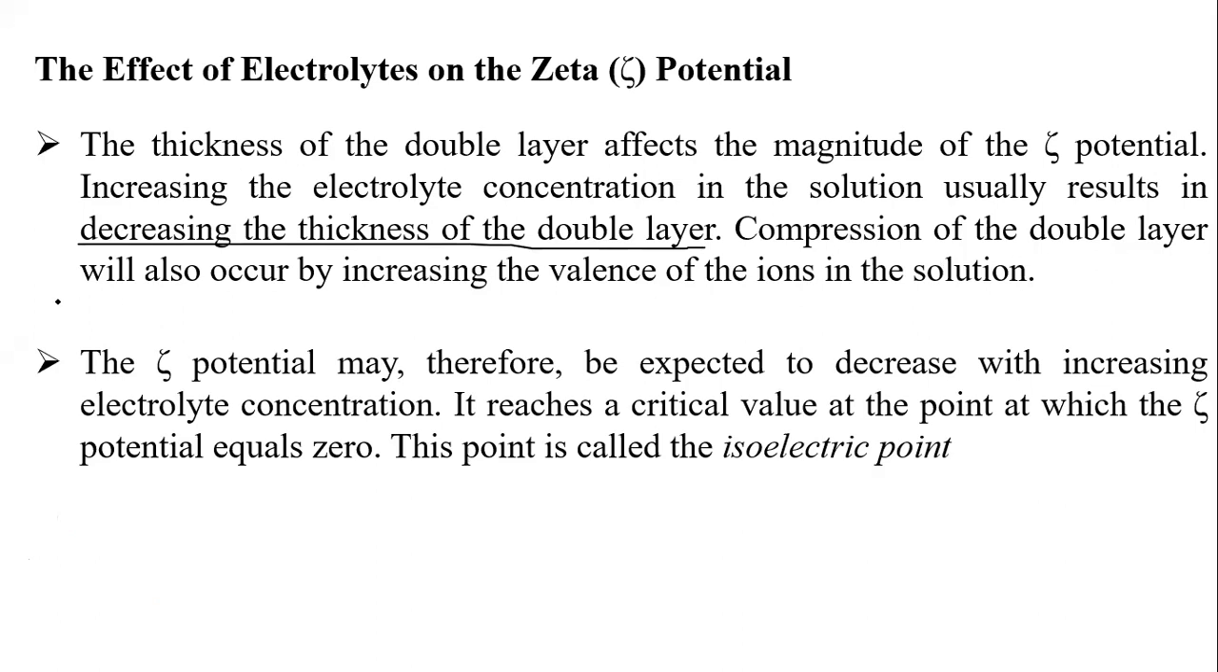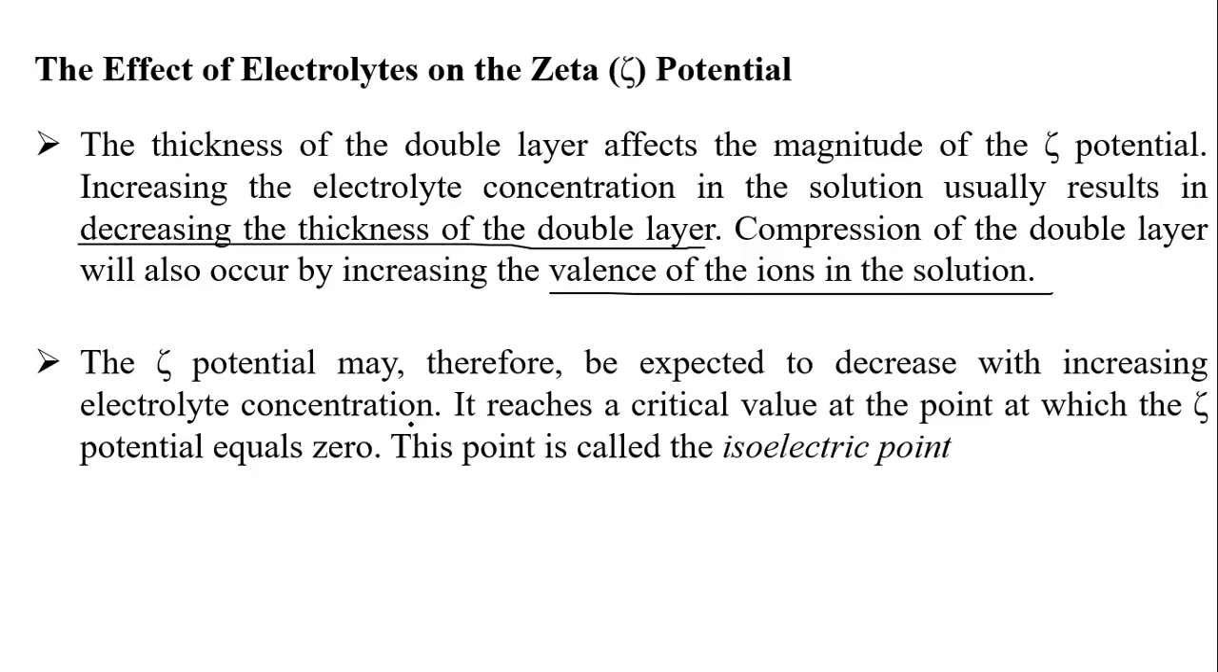Compression of the double layer will also occur with an increase in the valency of the cation, the valency of the ions also, as I said. Monovalent will give more thickness, divalent less, trivalent very less, which we have discussed. The zeta potential may therefore be expected to decrease with increasing electrolyte concentration. As the electrolyte concentration increases in the solution, the zeta potential also decreases.